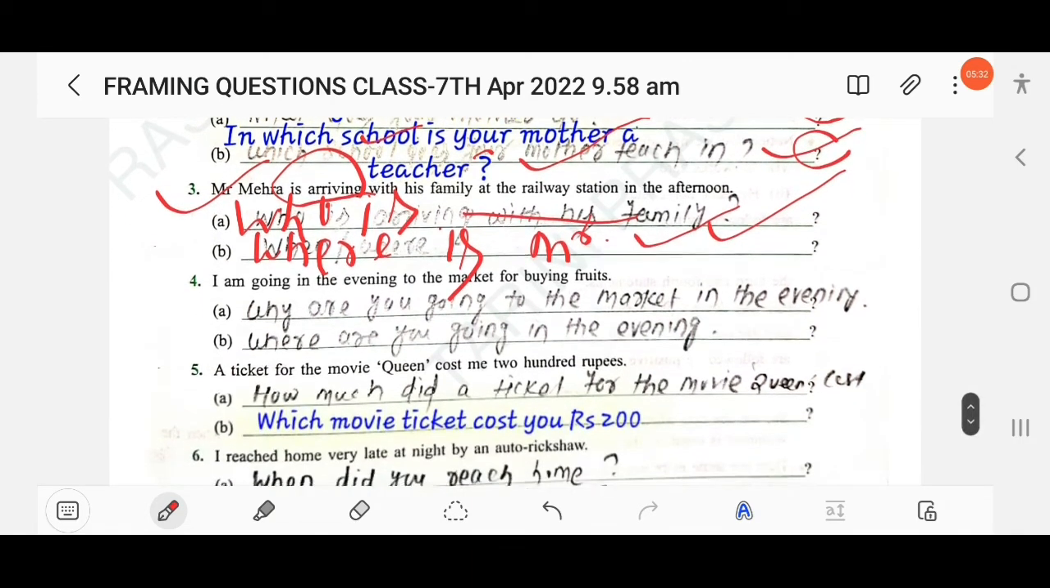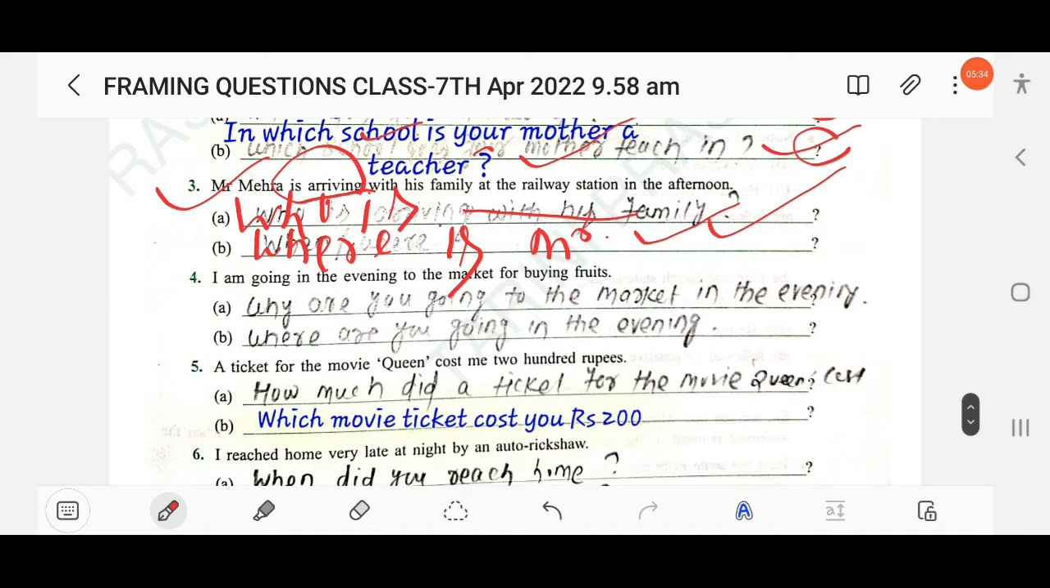Clear? The next: I am going in the evening to the market for buying fruits. Here you can also use why. As present continuous tense is used, after the WH word you have to use the auxiliary verb. Why are you going to the market in the evening? Then next you can also use where: where are you going in the evening for buying fruits? I am going in the evening to the market.